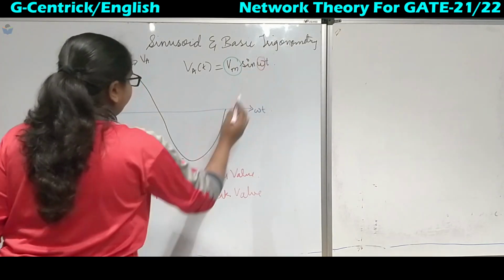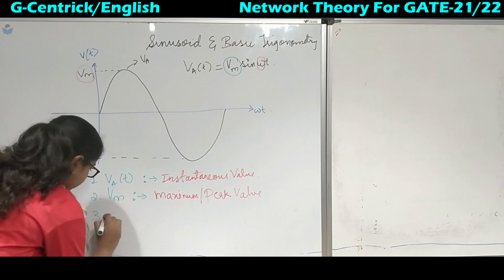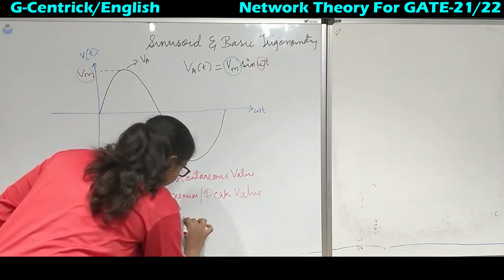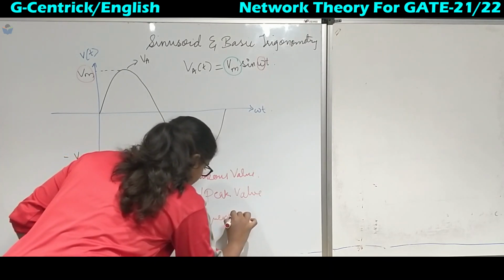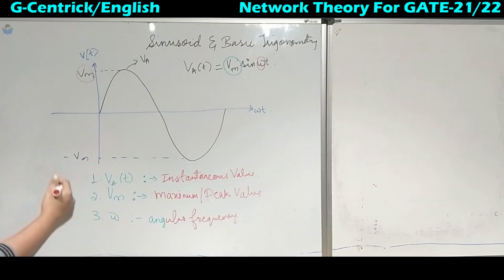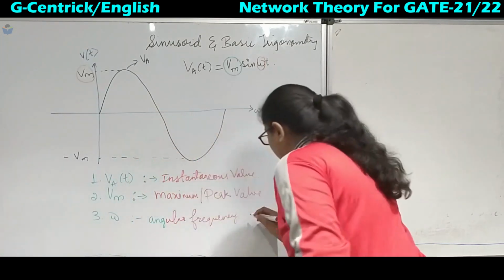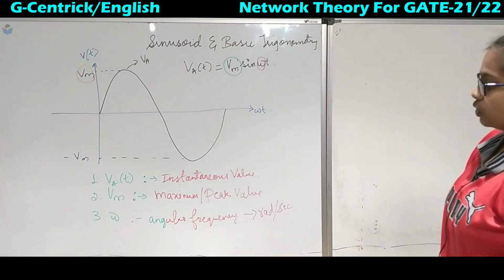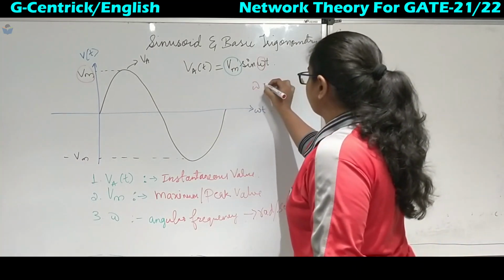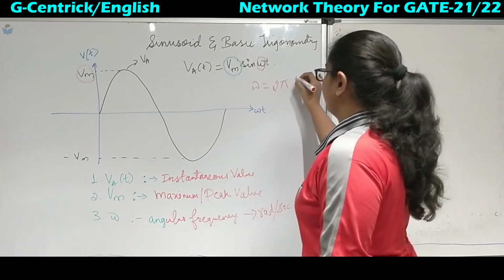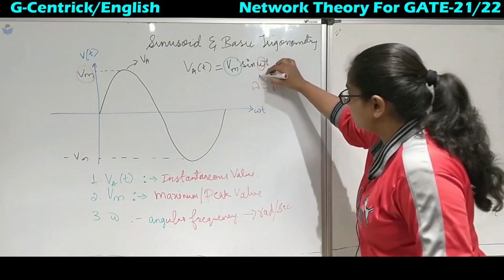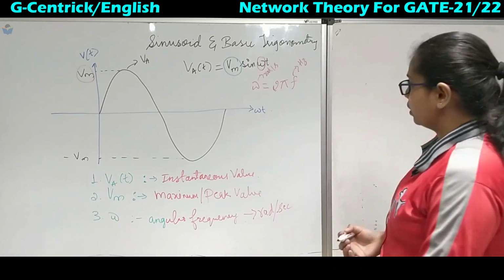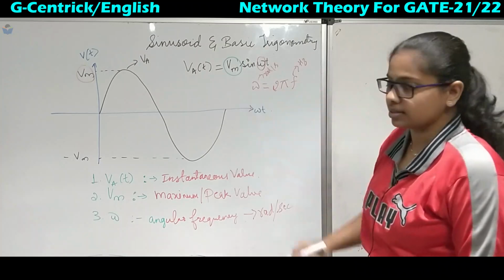Then what is omega? The third one is omega. We will call it angular frequency. There is a relation between normal frequency and angular frequency. Angular frequency is measured in radians per second, and the relation is omega equals 2 pi f. Omega is measured in radians per second and f is measured in hertz, the normal frequency.